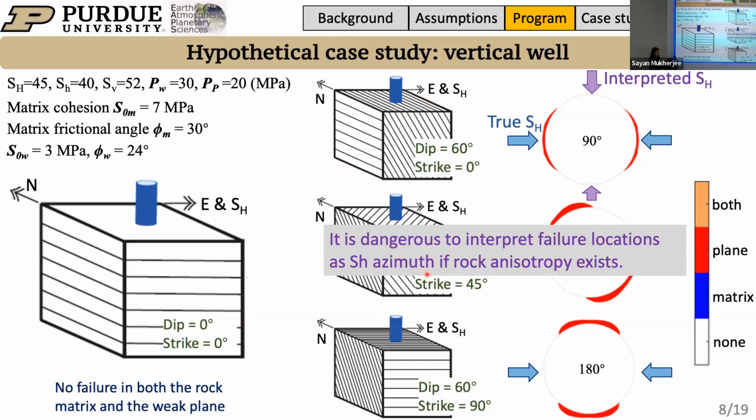So it's very dangerous to interpret the failure locations as the minimum horizontal stress azimuth if the rock anisotropy exists. So when we have anisotropic rocks, I think it's very important to take the stress anisotropy into consideration, because in this case, where the weak plane fails is actually a combination of the strength and the stress.